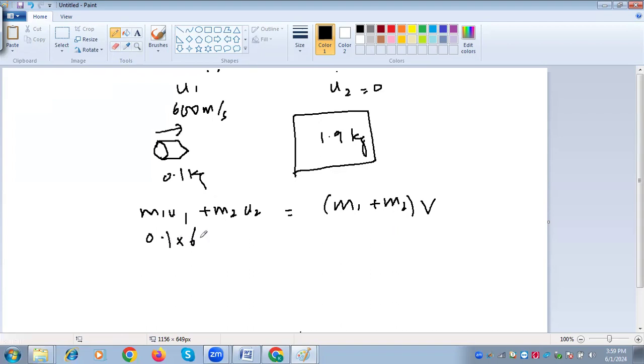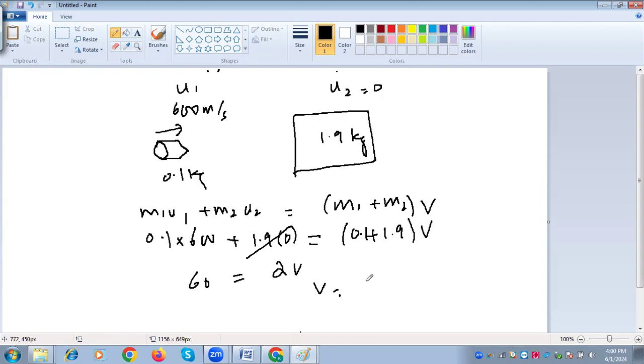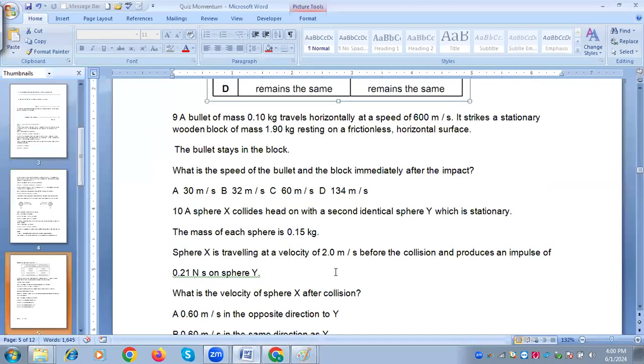0.1 into 600 plus 1.9 into 0, which is not in the equation, is equal to (0.1 plus 1.9) into V, that means 2V. So this 60 equals 2V. So what will be V? 30 meter per second. So A is the answer.